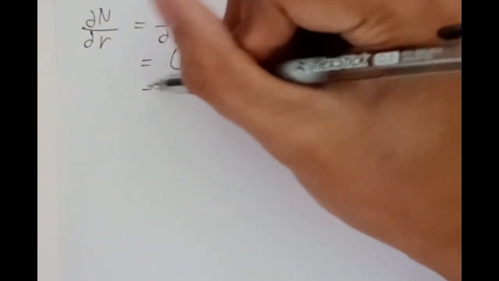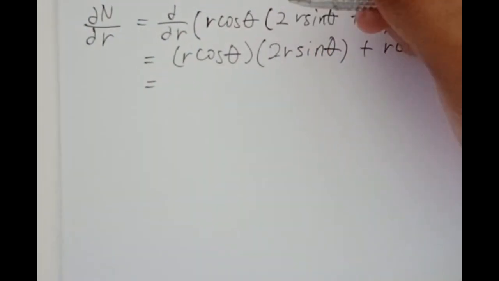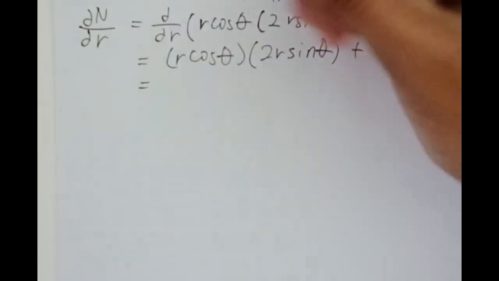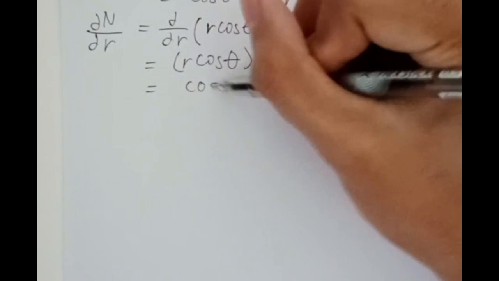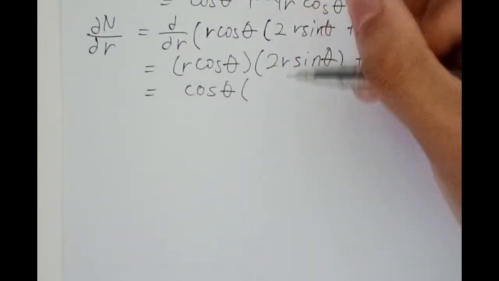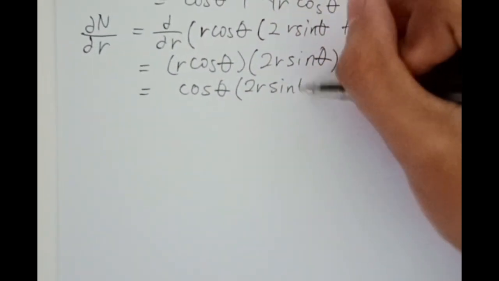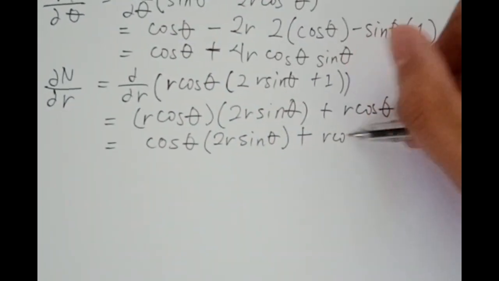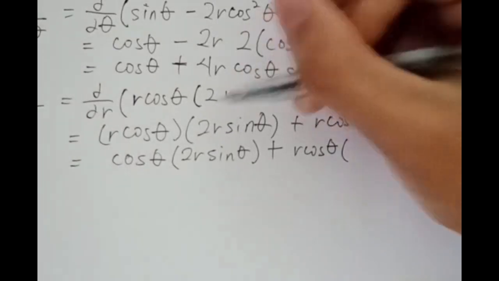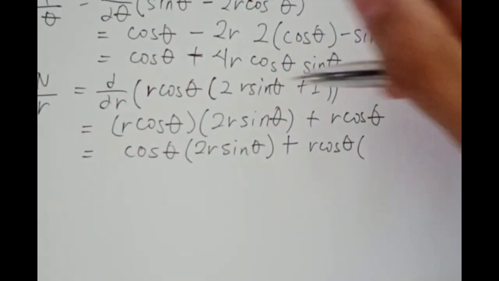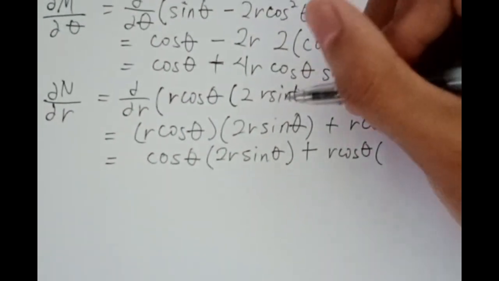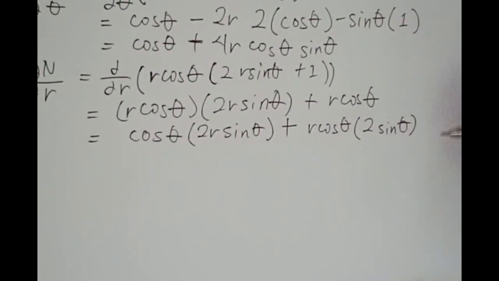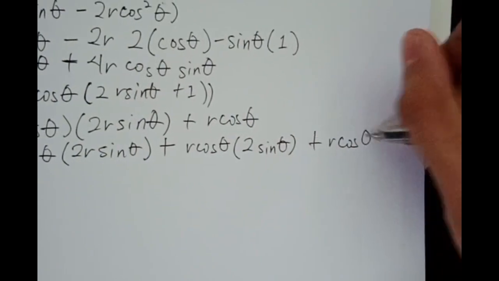So first is to get the derivative of r cosine theta in terms of r. That will be just 1 times cosine theta, so that will be cosine theta. Copy 2r sine theta, and plus copy r cosine theta, and get the derivative of 2r sine theta. So sine theta is constant, so we are just left with 2 sine theta plus r cosine theta.